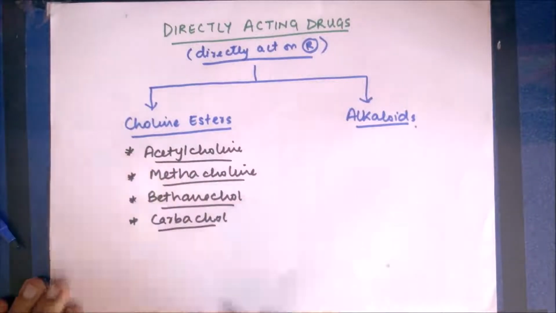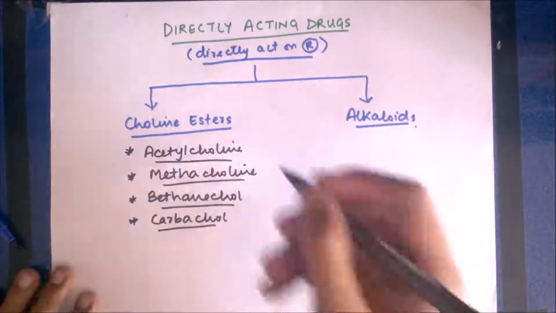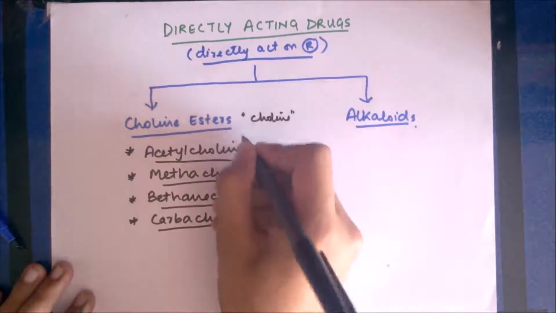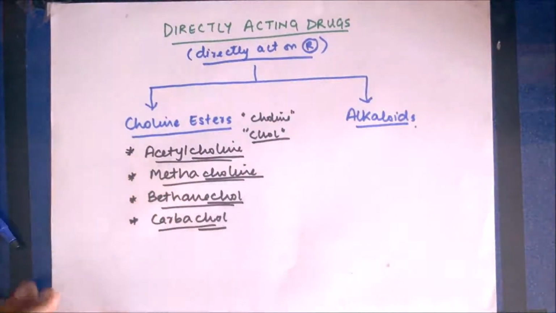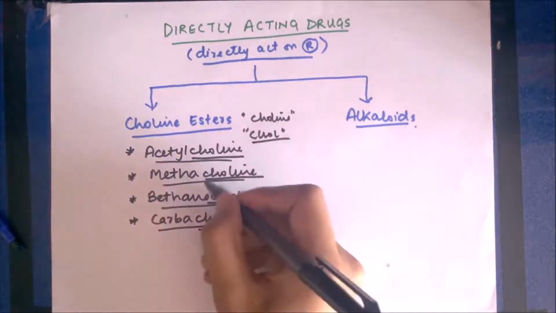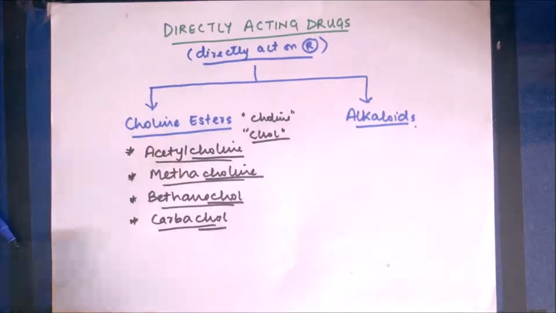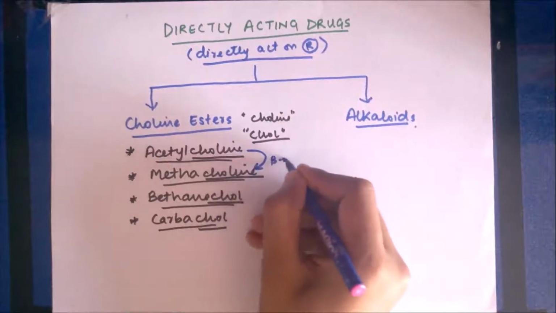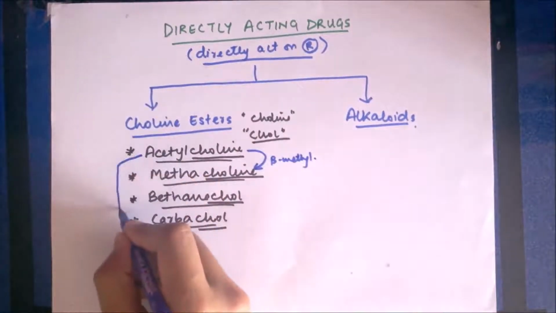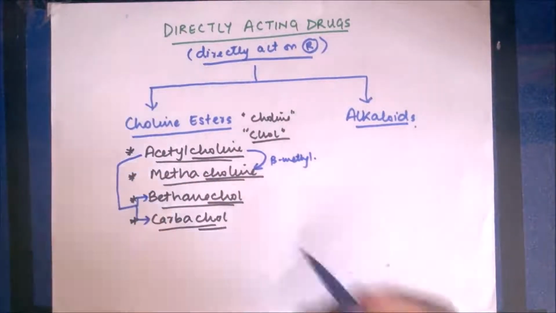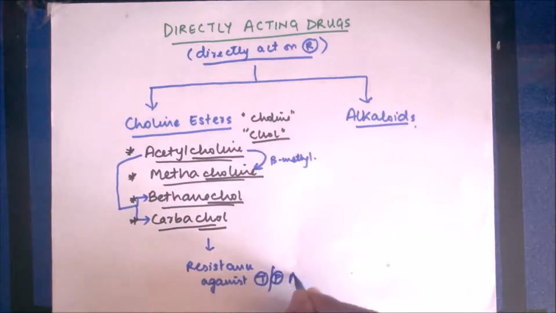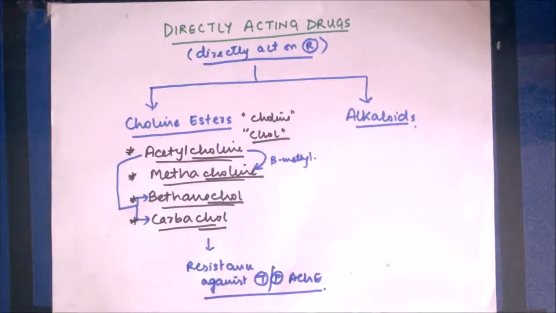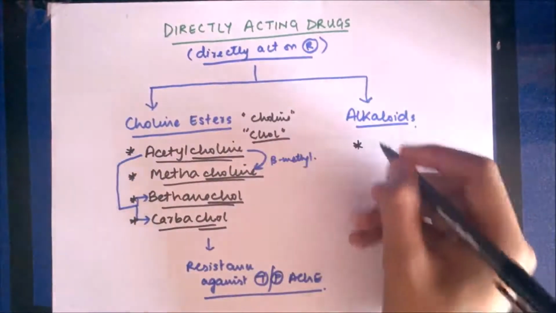Now since these are all choline esters, they contain choline or col in their names, so that's how we can remember them: acetylcholine, methacholine, bethanechol, and carbachol. These last three drugs are derived from acetylcholine itself. So methacholine is derived when acetylcholine is subjected to beta methylation, and bethanechol and carbachol are derived by other methods. These are derived mainly to provide resistance against true acetylcholine esterase and pseudo acetylcholine esterases, because acetylcholine is sensitive to both these enzymes.